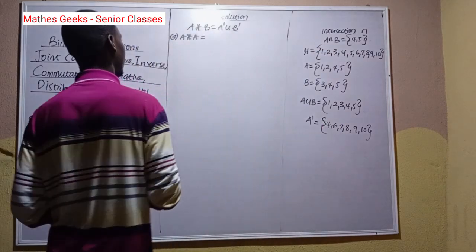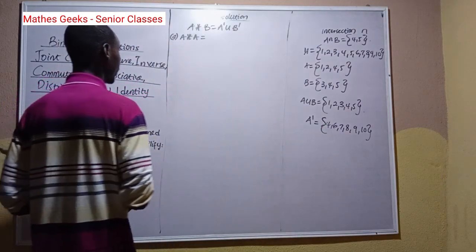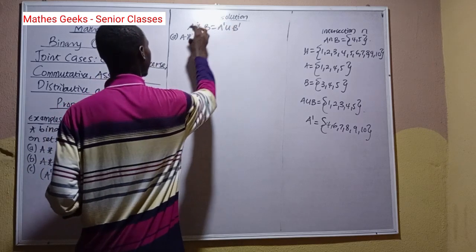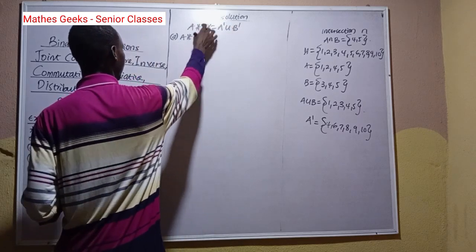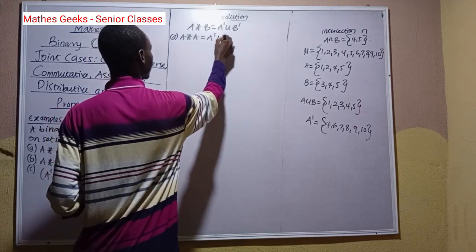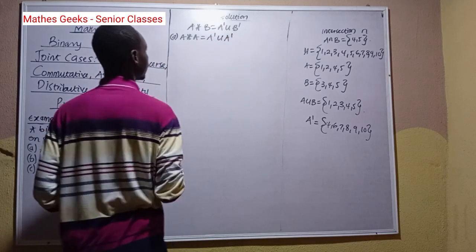So now let's come to what we have here. A star A equals A union A complement union B complement. Since we have A operation A, we will replace B here. This will give us A complement union A complement.